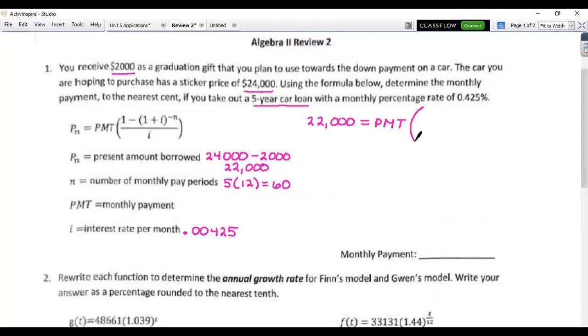and then I'm going to go big fraction. I'm going to go 1 minus, and then I'm going to go 1 plus. And in this case, that little i represents 0.00425. And this is raised up to the negative n, which is negative 60, divided by, looking for an i, which is 0.00425. And close up your parentheses.